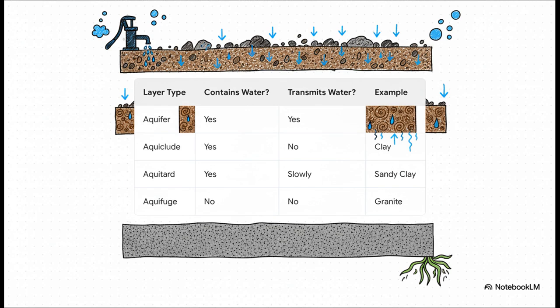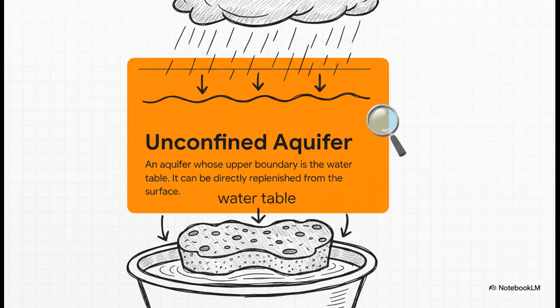An aquitard is kind of leaky, it holds water, but only lets it through super slowly. But the real hero of our story, the one we care about, is the aquifer. It holds a lot of water, and it lets it flow easily. This is where we get our water from. Now, not all aquifers are created equal. The most basic kind is called an unconfined aquifer. The best way to think about it is like a big sponge sitting in an open tub.